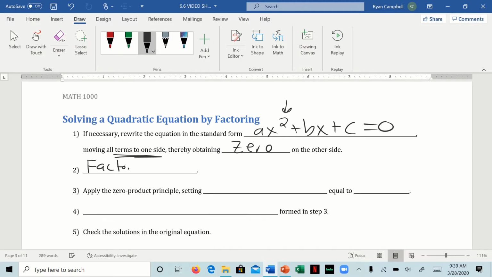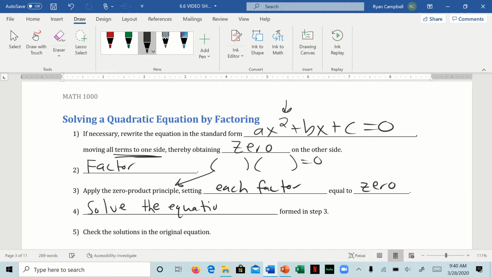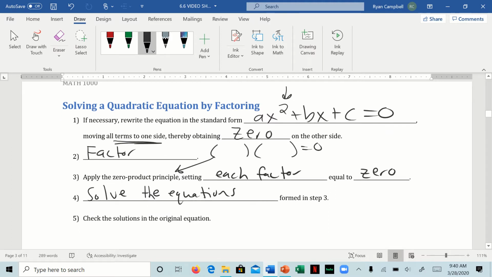Then we're going to factor. After we factor, remember we're going to have something times something equals 0, so we can use the zero product principle, setting each factor equal to 0. And then step 4, we solve the equations that we formed in step 3, and then we can check our solutions. So let's look at some examples.